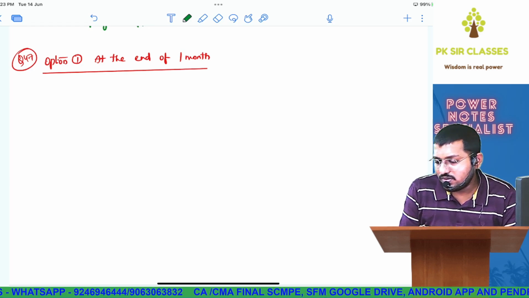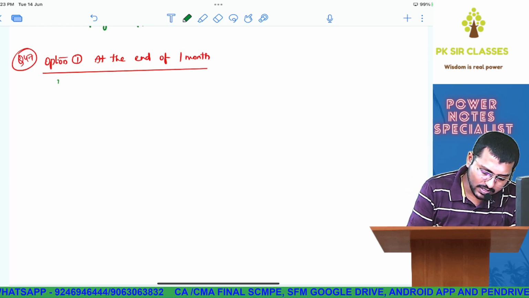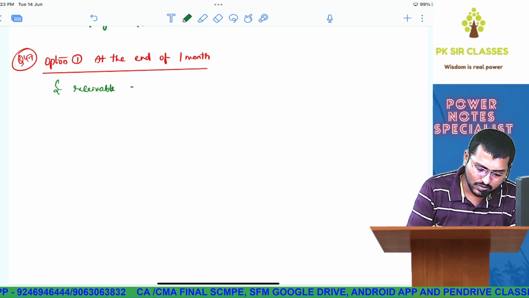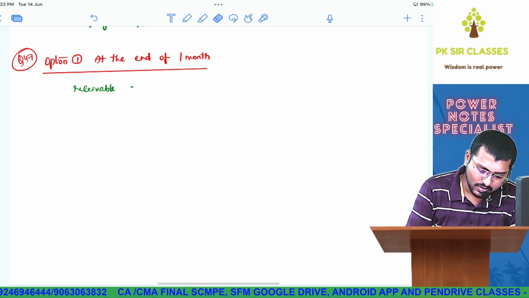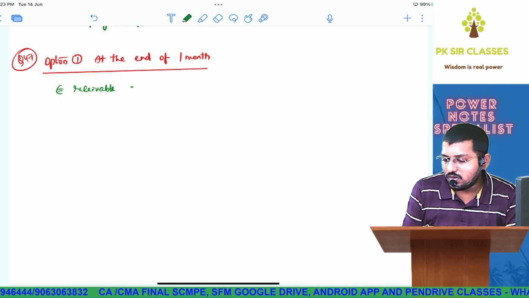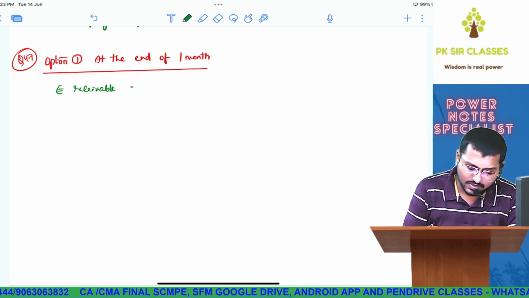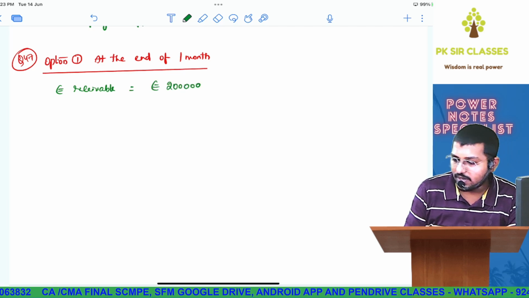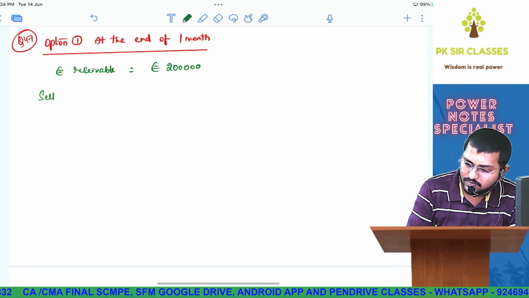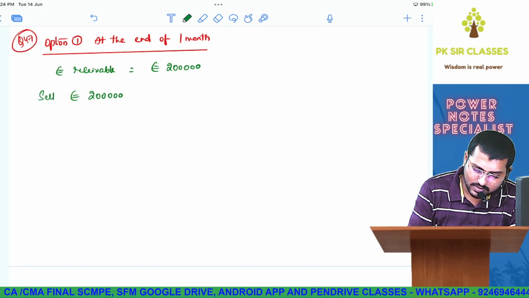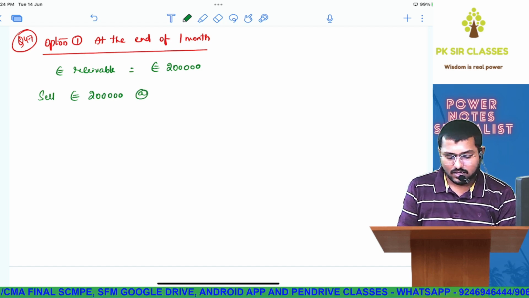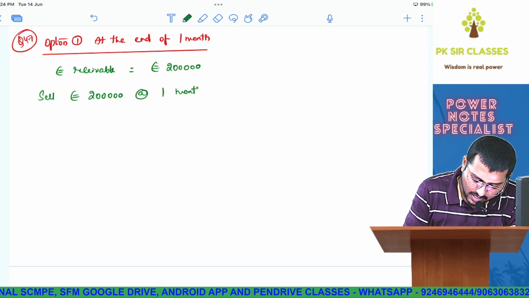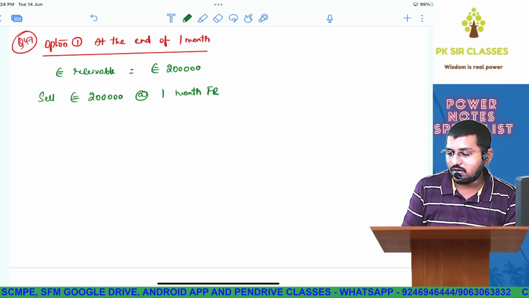Who are you? Exporter, which means we'll be getting money. So euro receivable. How much? 2 lakhs. Next, sell euro 2 lakhs. If I get it after 1 month, I'll sell it at 1 month FR, correct?